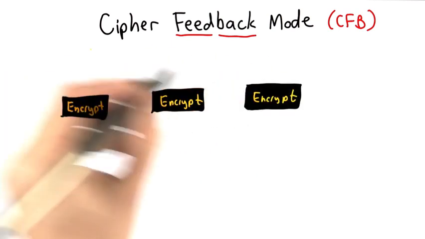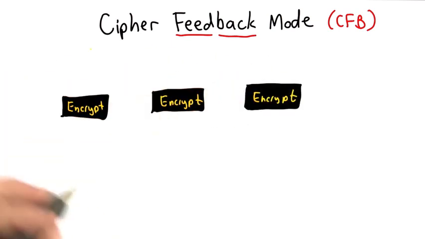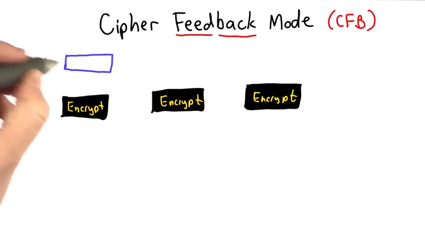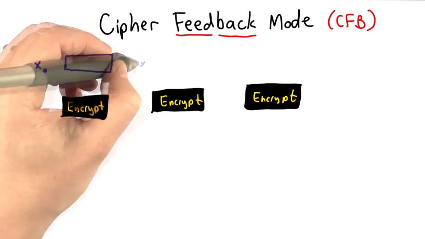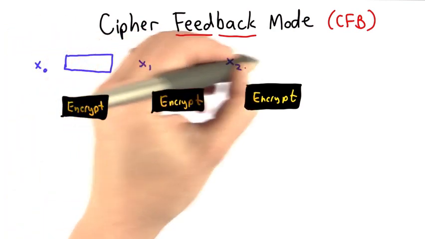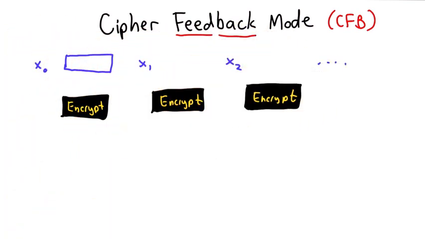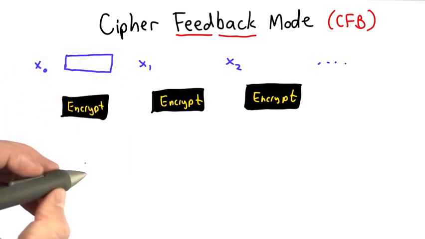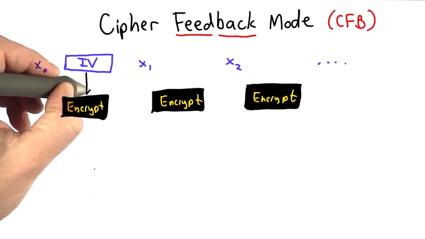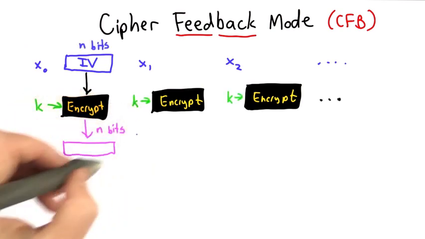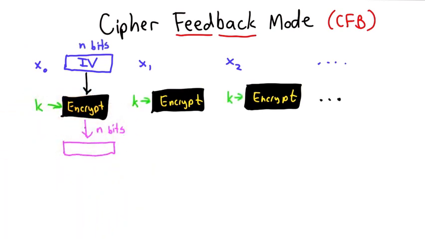It does use some encryption function as a black box, like the others. We'll call the input to that encryption the X values. So X0, X1, X2, and so on are the inputs to successive encryptions. The first one will be an initialization vector, similarly to how we've used that in other modes of operation. And that will be the input to encrypt. There's also a key. The output of encrypt is some encrypted block.